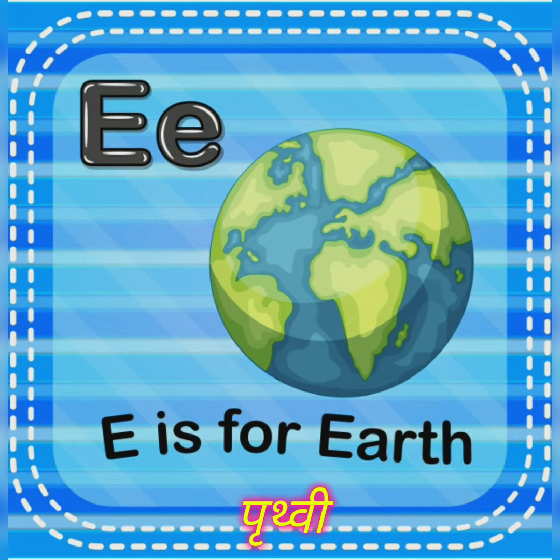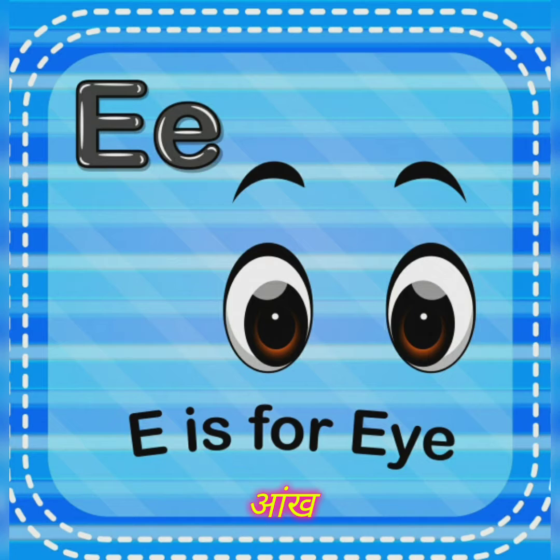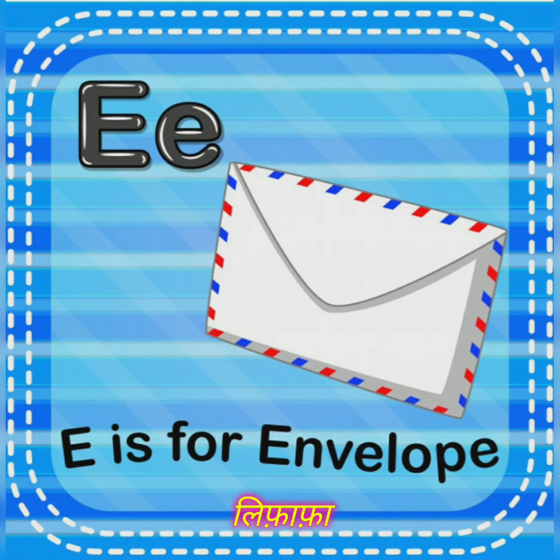Next is E for earth. Earth यानी पृथ्वी. Where we live. हम लोग पृथ्वी के ऊपर रहते हैं. Next is E for eyes. Eyes यानी आँख.